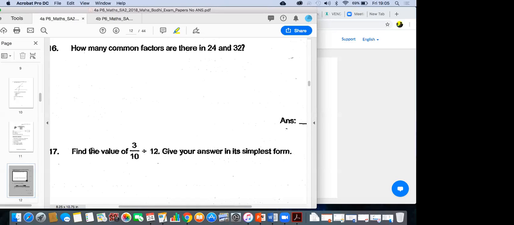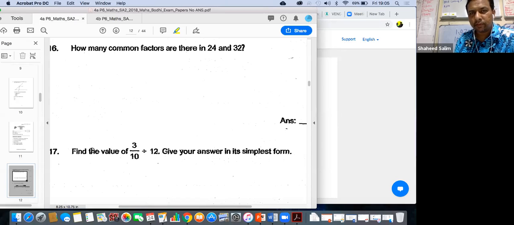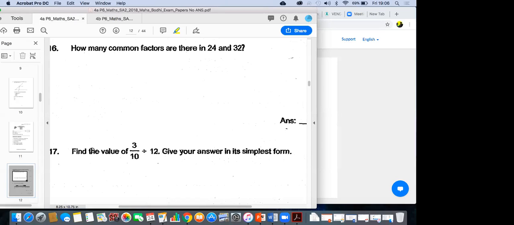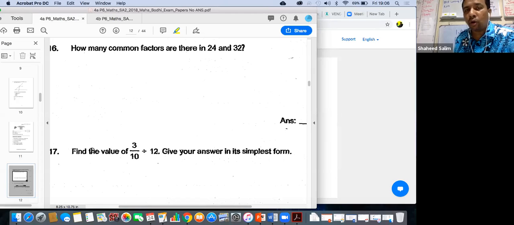Mr. Shaheed, there can be two same numbers, right? Two same numbers, what do you mean? Like 1 and 1. They're asking for all the same numbers that 24 and 32 can be divided by. So both of them can divide by 1. One is a common factor.